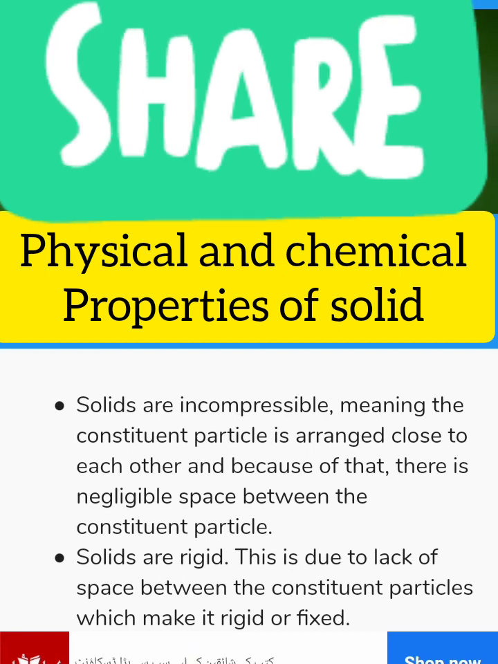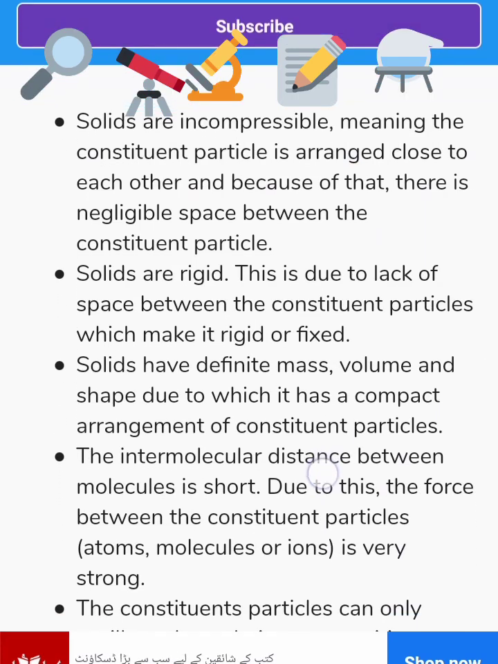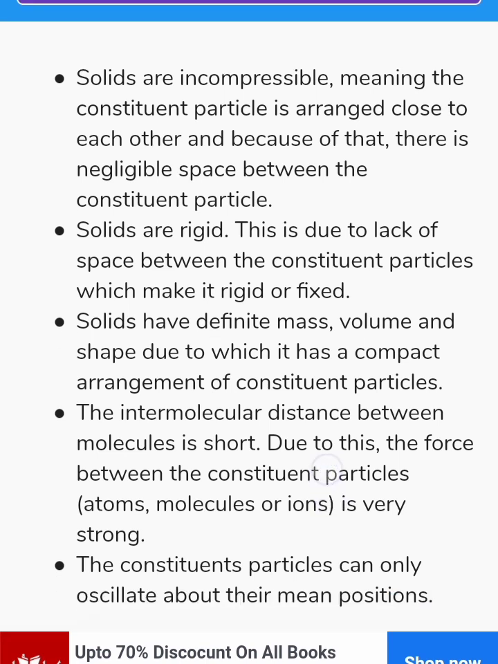Physical and chemical properties of solids. Solids are incompressible, meaning the constituent particles are arranged close to each other, and because of that there is negligible space between the constituent particles. Solids are rigid. This is due to the lack of space between the constituent particles, which makes them rigid or fixed. Solids have definite mass, volume, and shape due to the compact arrangement of constituent particles.